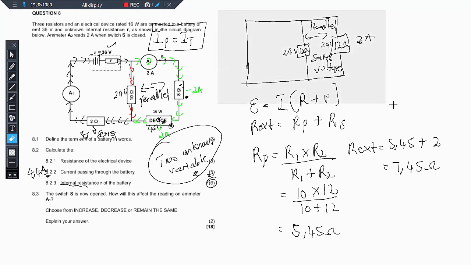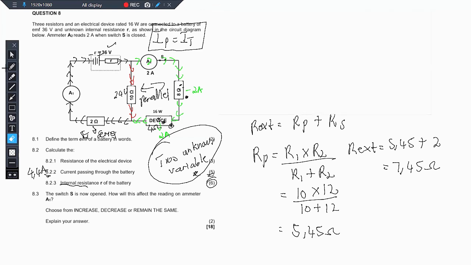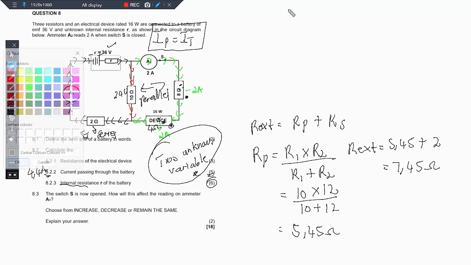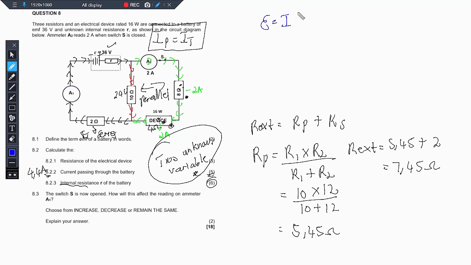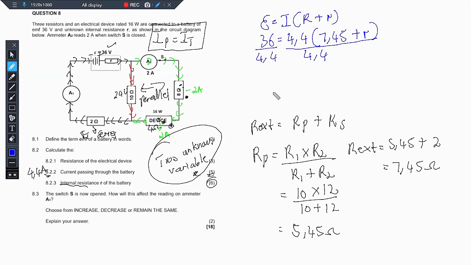So let me just erase here and then calculate. Okay, so to calculate the internal resistance, I meant to say. Our EMF is 36, our current, always the total current, is 4.4, and then our R external is 7.45, and then R internal. Now, remember, to be more efficient with your maths, just divide by 4.4 both sides, and then 36 divided by 4.4 gives us 8.18. I'm just going to round off to 2 decimal places.